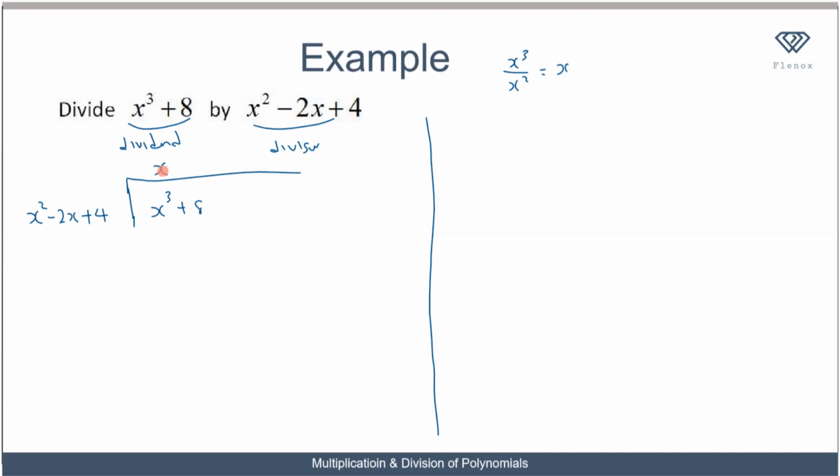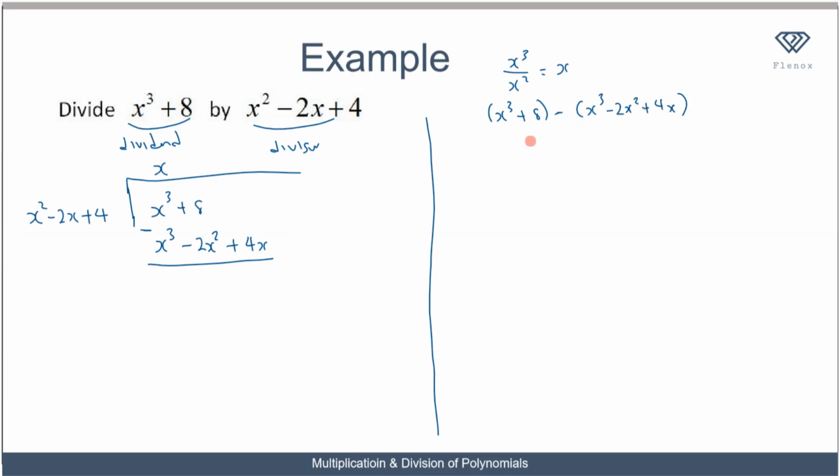So I now multiply this by everything that is down here. And what would that give me? I will have x cubed minus 2x squared plus 4x. So what would I do now? Now I will have to subtract these two terms. I've talked about subtracting polynomials, so in this case I have to write it out clearly. I have x cubed plus 8, then minus x cubed minus 2x squared plus 4x.